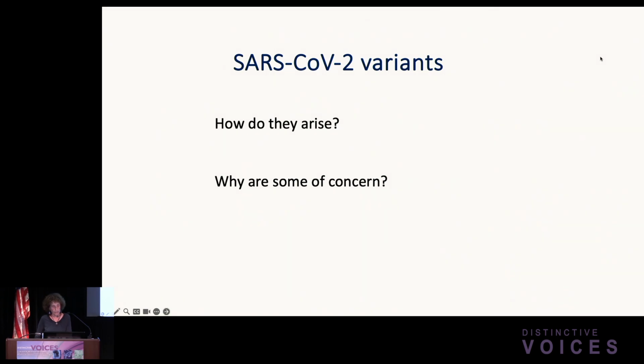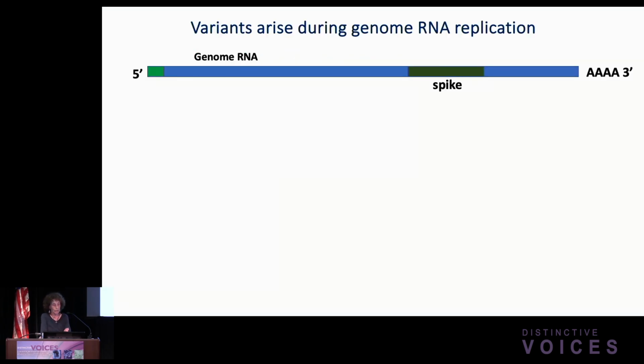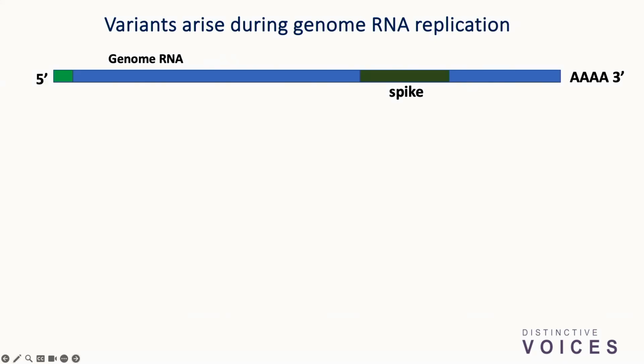Okay, so the last part of the talk is about the SARS-CoV-2 variants. How do they arise, and why are some of concern? You've heard the expression variants of concern. Okay, so here's the viral RNA, again just shown in blue, the so-called genome RNA. And here's the spike protein in green, just to show where it is.